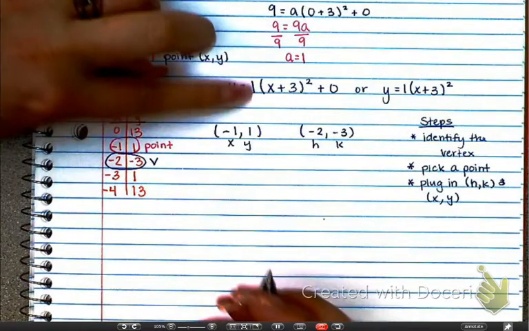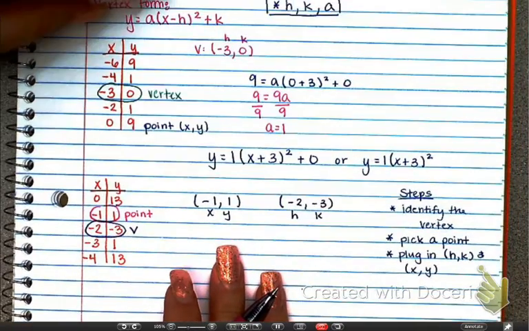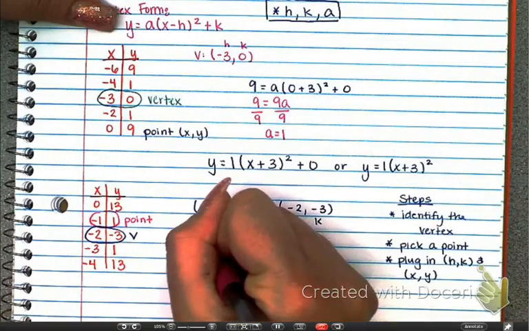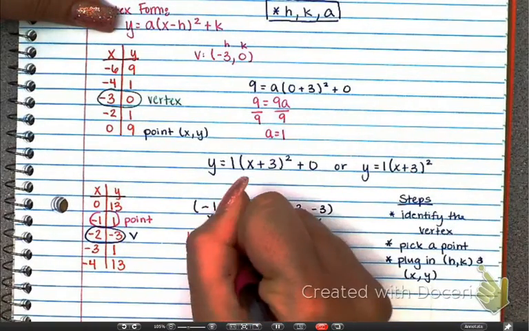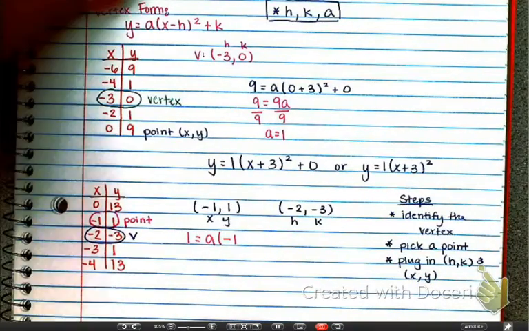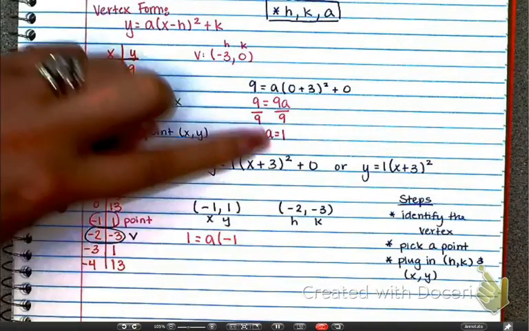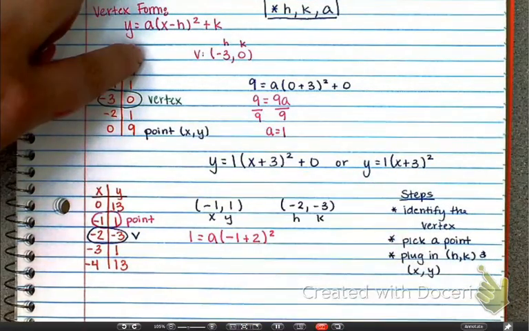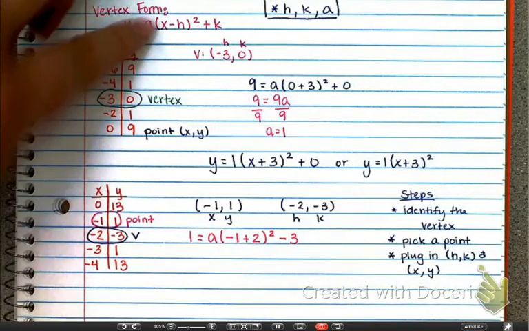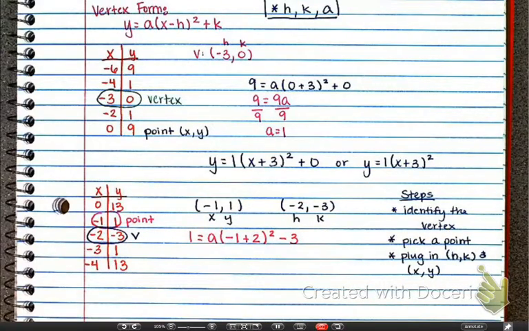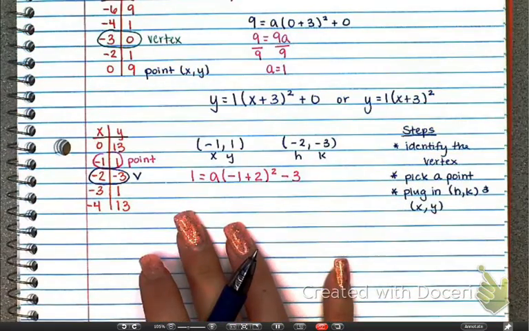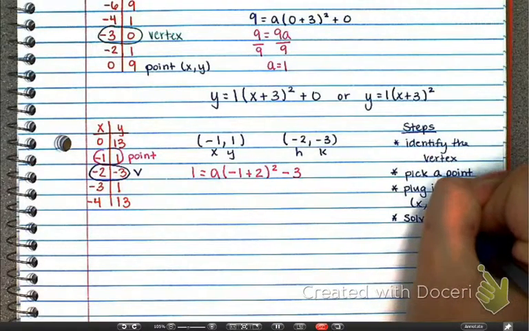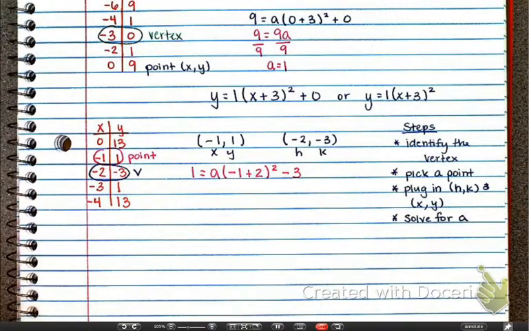So if I plug it in, remember it's going into vertex form. So y is 1 equals, do I know a? No. x is -1. h is -2, but remember when it goes back into the equation, it's going to switch signs and become a +2. And then squared minus the 3. So I've plugged in hk and xy. What would be my next step? Solve for a.